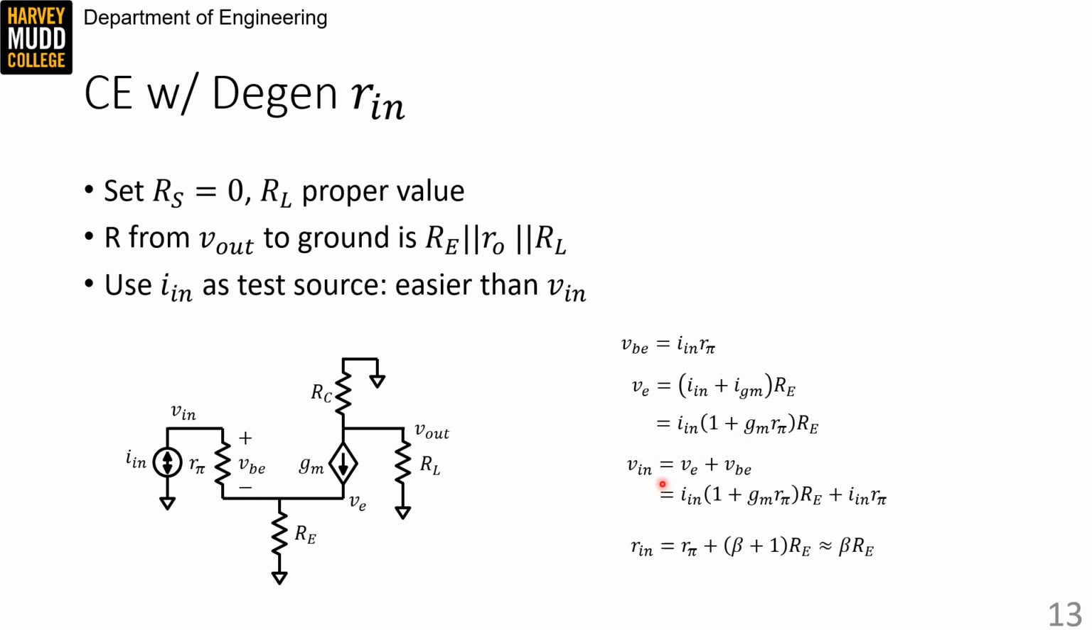Then we note that our input voltage is VE plus VBE, and substitute in our expressions for VE and VBE there, getting us the result that Rin is RPi plus beta plus 1 RE, which is about the same as beta RE. The one big difference here is that there's nothing in parallel with RE, which is not the same as our experience with the emitter follower.